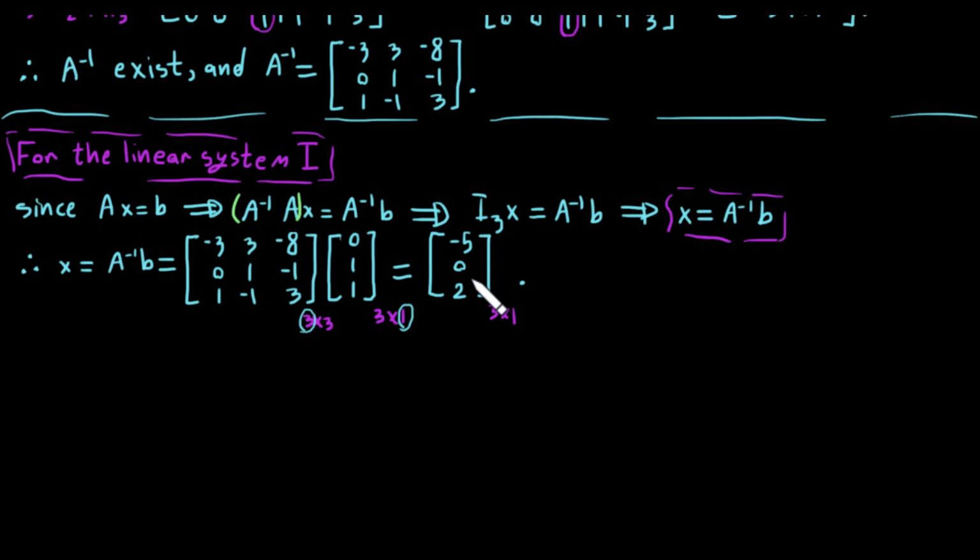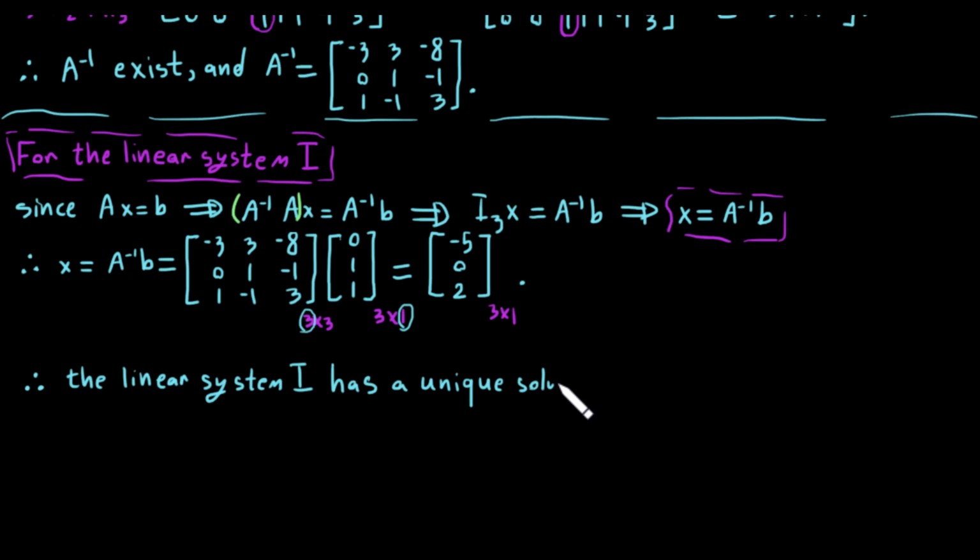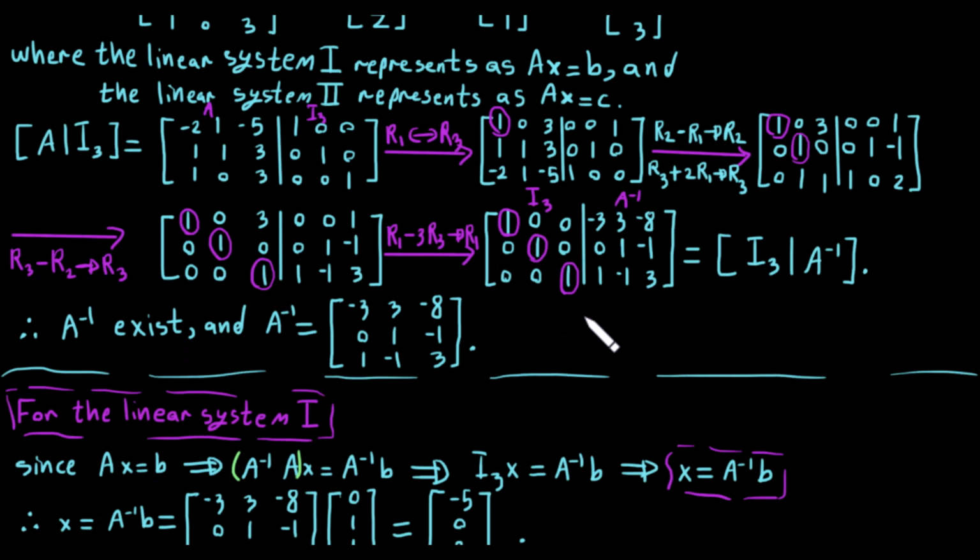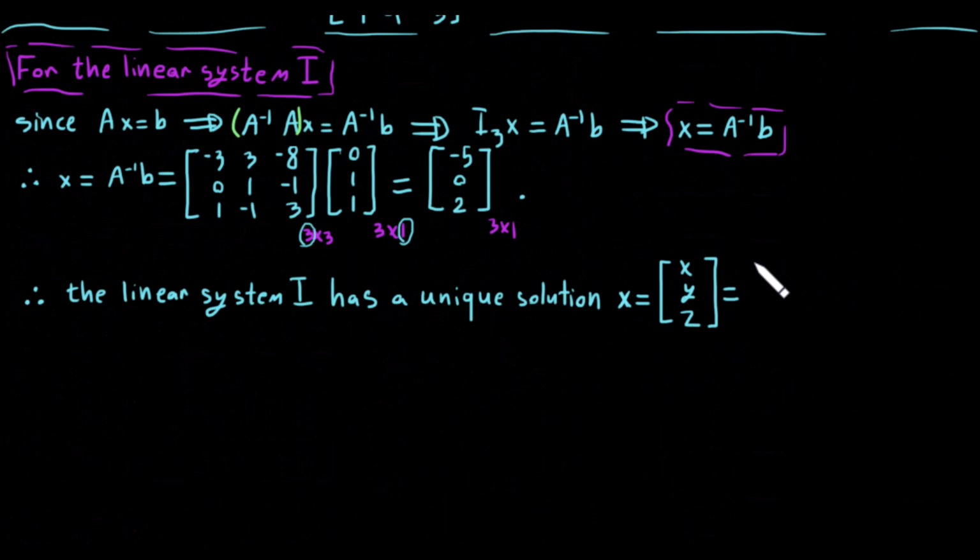So that's it, we found this x. Therefore, the linear system 1 has a unique solution, x in bold, this one, because it's the vector of the solution x, y, z, as we wrote it here, x equals (x, y, z) equals (negative 5, 0, 2).